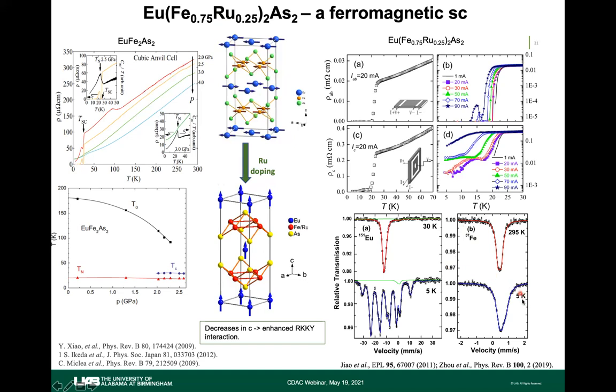So at 5 Kelvin, you don't resolve the clear 6 transition lines. So here, only a peak broadening was observed. That could be attributed to the transferred field from europium to iron side.